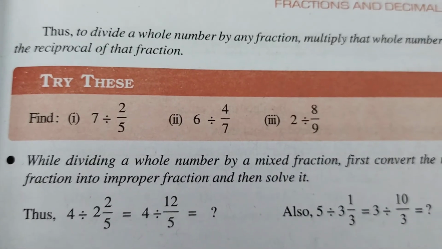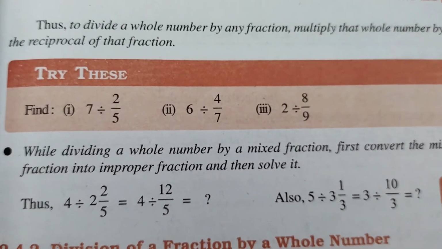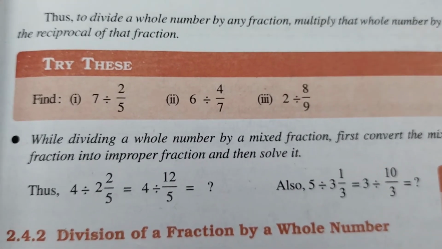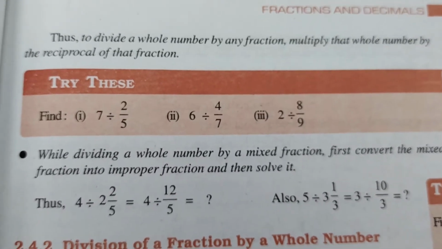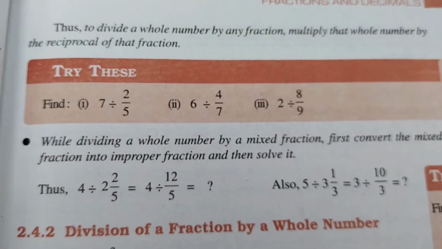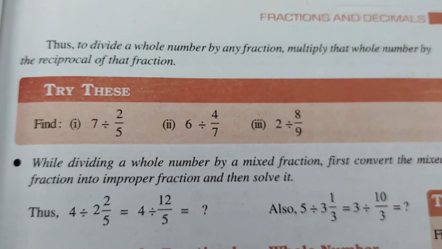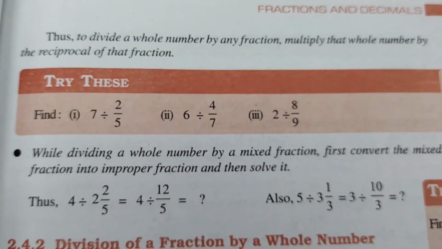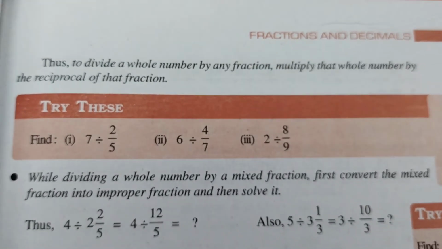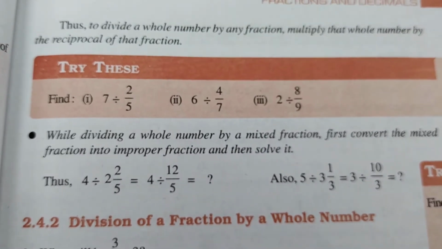So we are discussing division of a whole number. To divide a whole number by any fraction, multiply that whole number by the reciprocal of that fraction. Now you see 7 divided by 2 by 5. What is the reciprocal of 2 by 5? 5 by 2. So we just multiply 7 into 5 by 2, then we get the answer.